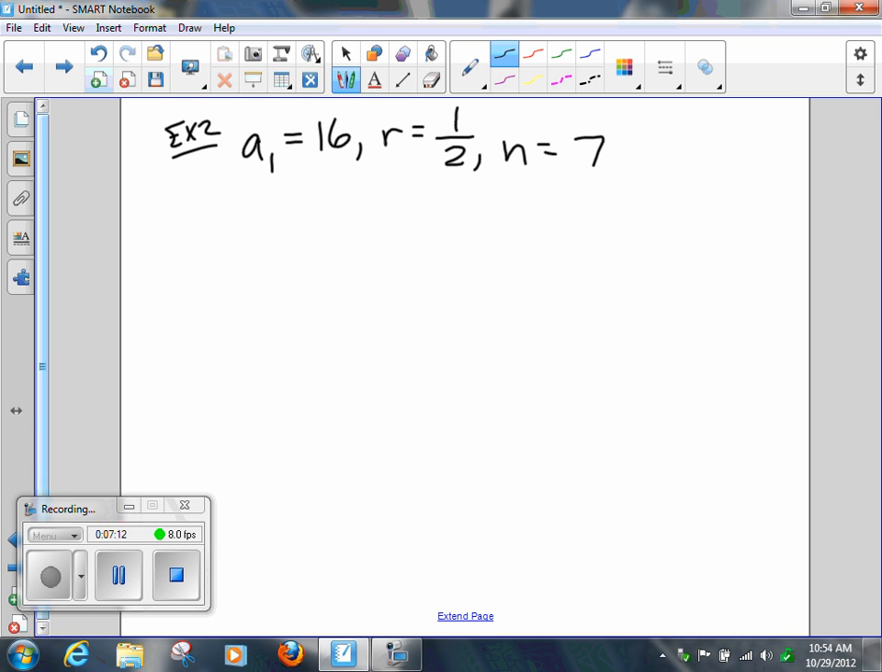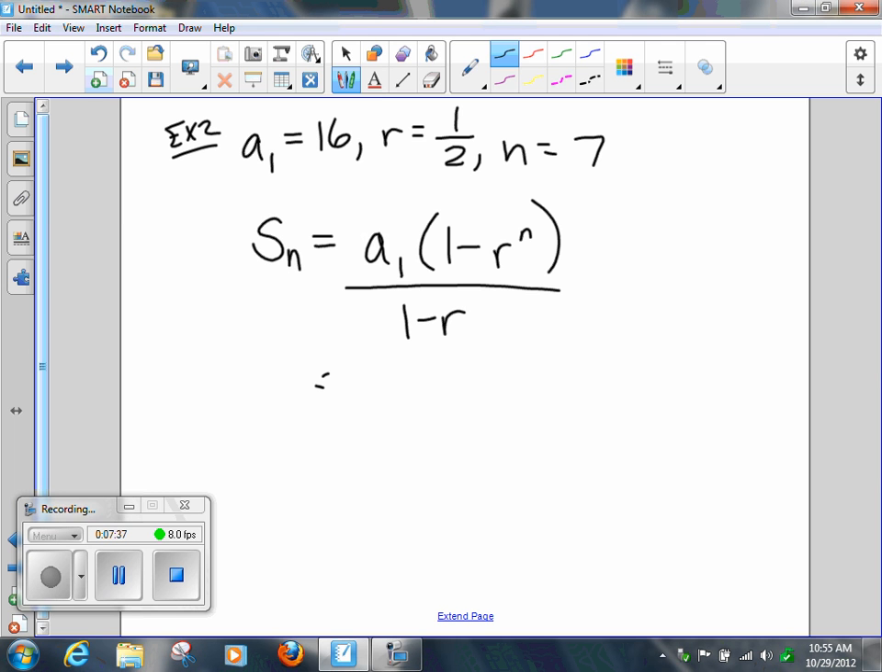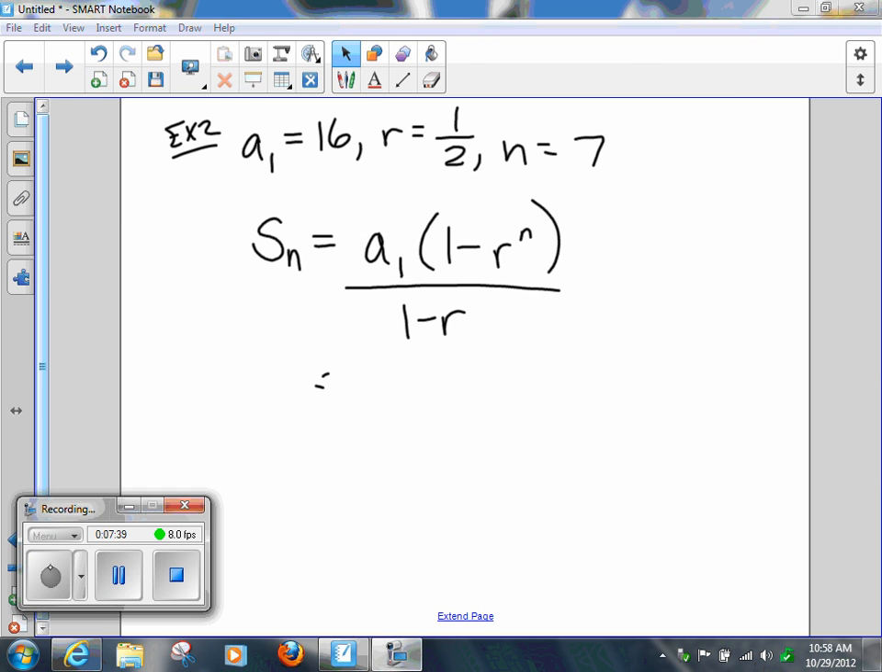Why? What are we given? We're given the first term is 16. You're given that your ratio is 1/2. And you have 7 terms. You could totally do this problem common sense. It's fine. It's going to take you a little extra work if you plug into the formula, still finding the sum. You guys do that.